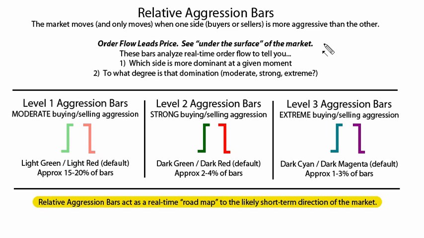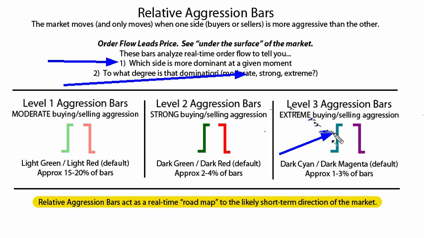So if, collectively as a whole, buyers are more aggressive than sellers, the market's going to go up. Or if sellers are more aggressive than buyers, the market's going to go down. So we're trying to determine which side is more aggressive at a given moment, and to what degree. Is it just moderate, strong, extreme? You can see that we had that level 3 bar early on. That's the extreme buying or selling bar.